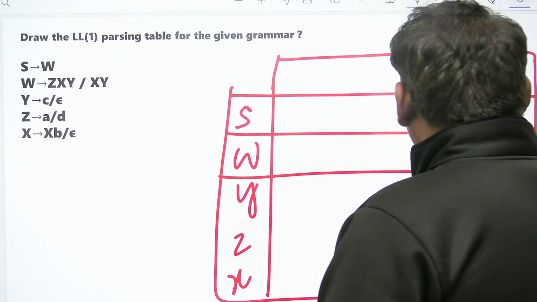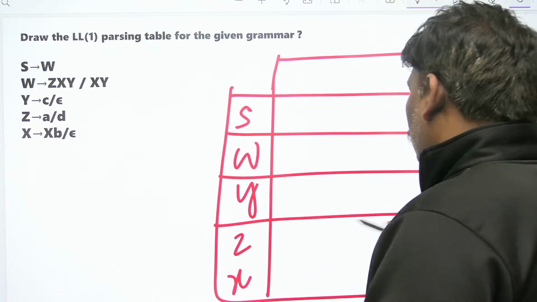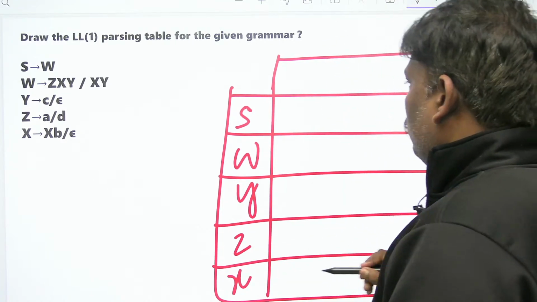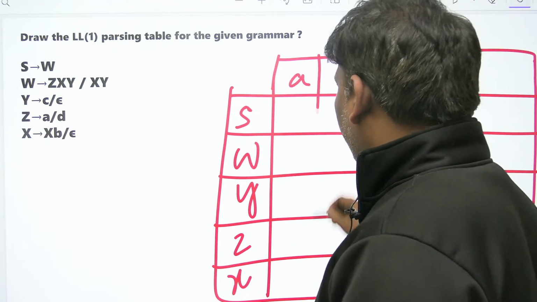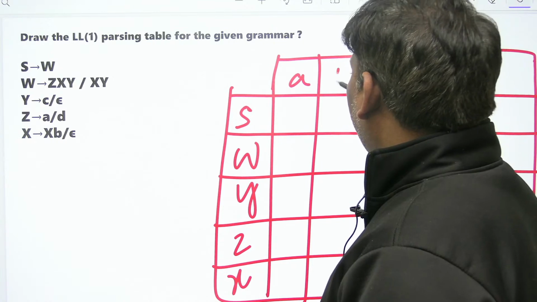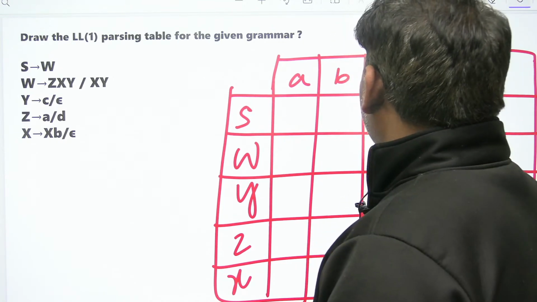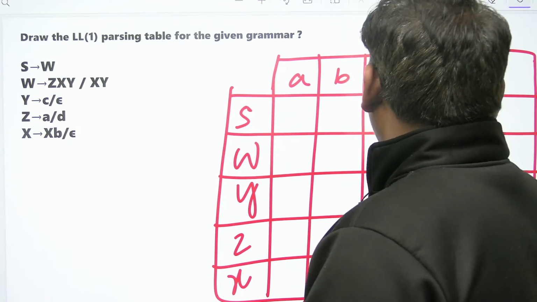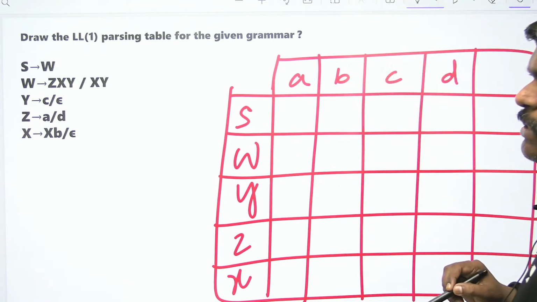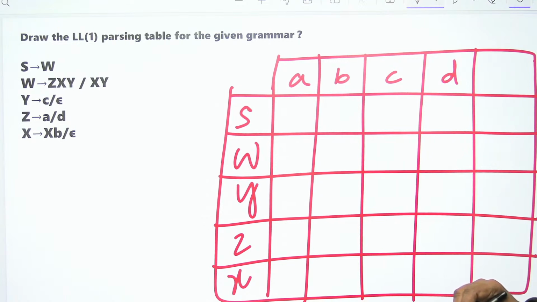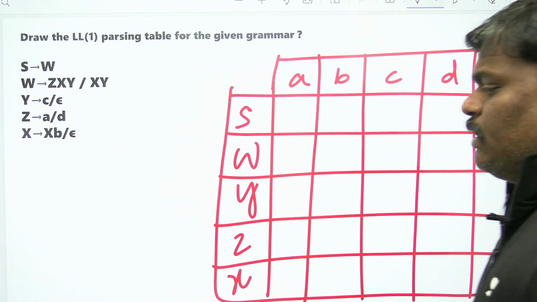Next, how many terminals are there? Plus $ also, that many columns. Can you say how many terminals are there? A terminal is there, B terminal also, C terminal also, and one more, D. Lastly, $. So they are asking to draw the LL1 parsing table.